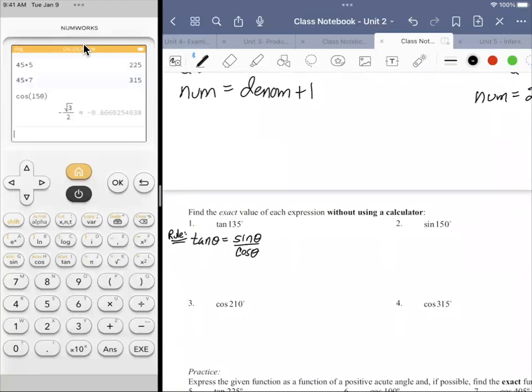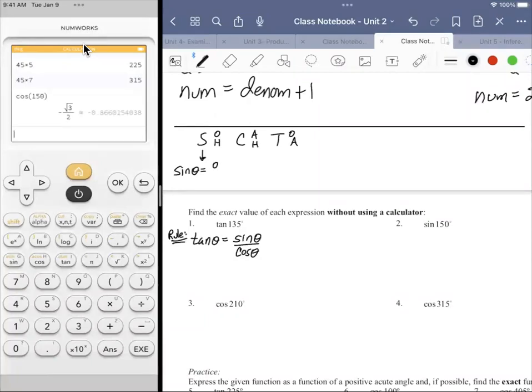All right, and I'll actually justify this rule for you real quick. I'm not going to ask you to do this, but it's just people like to know. All right, so SOHCAHTOA, familiar with that. Sine is equal to opposite over hypotenuse. Cosine is equal to adjacent over hypotenuse. And tangent is equal to opposite over adjacent. This is really saying sine of some angle theta is equal to the opposite side over the hypotenuse. Cosine of some angle theta is equal to the adjacent over the hypotenuse.